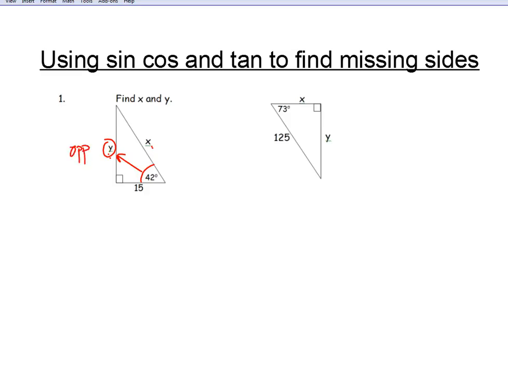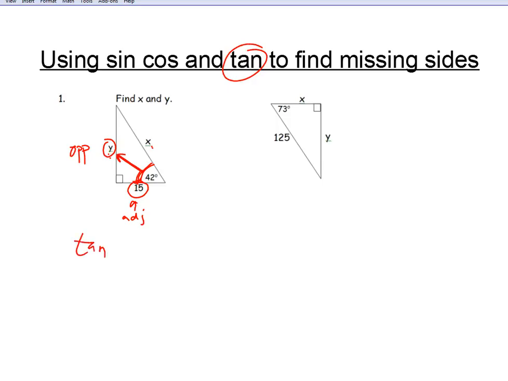Now, again, I don't want to have another variable in there, so I don't want to use the x side because that would just introduce another variable. Don't I want to use the 15? Isn't it the adjacent side to the 42 degrees? So my thought process is, I'm looking at this angle, I'm looking for the opposite side, and I'm given the adjacent side. Which word, sine, cosine, or tangent, uses the opposite side and the adjacent side? That's right, tangent does.